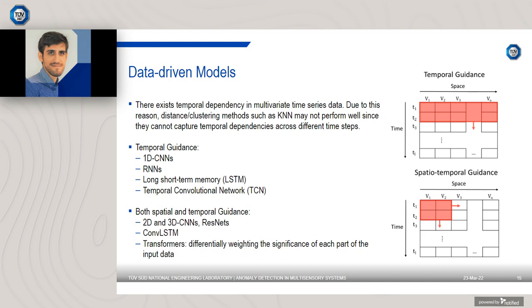There are varieties of these models, such as 2D convolutional neural networks, 3D convolutional neural networks, residual networks, convolutional LSTM, and more recently, transformers, which are neural network models that differentially weight the significance of each part of the input data.